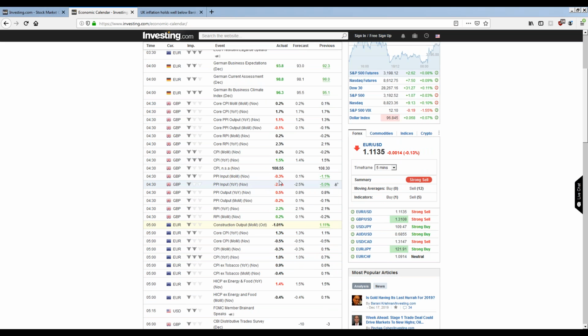Month over month for November, worse than expected. Year over year for November, worse than expected. Output, worse than expected, year over year and month over month. You get the idea. A lot of negative news here out of Great Britain. There were a couple green ones, better than expected, but a lot more red than positive. So we see a couple reasons why shorting the pound might make sense today, in terms of fundamental news.